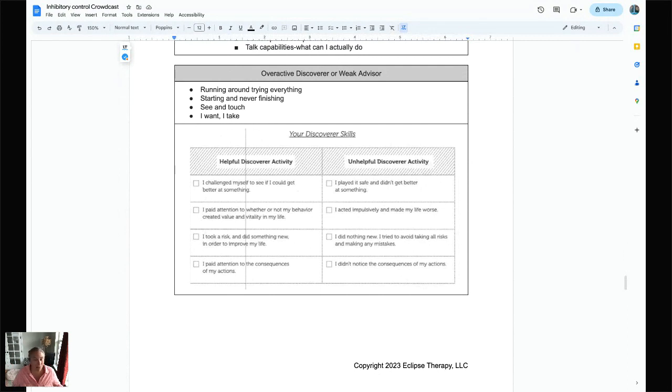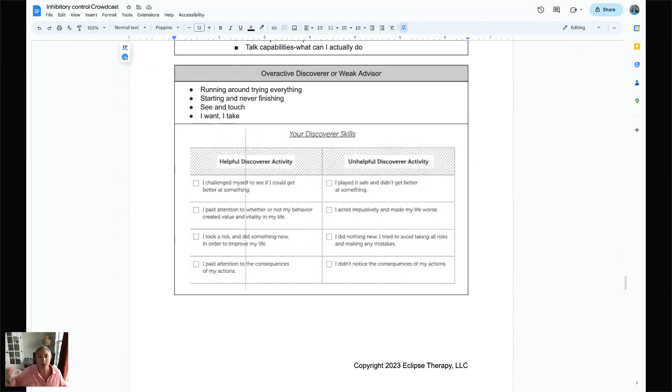I did nothing new. I tried to avoid taking all risks and making any mistakes. Again, those are not usually our guys, except in specific contexts. If you've got really high anxiety, sometimes you have very big impulsive behaviors that happen at that level 2 and level 3. But at that level 1, we're not going to do anything new.